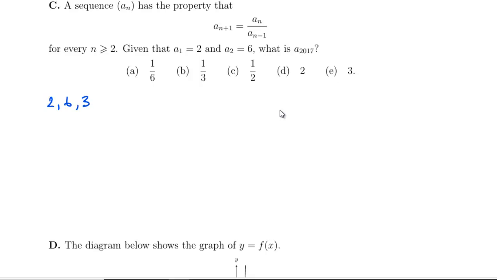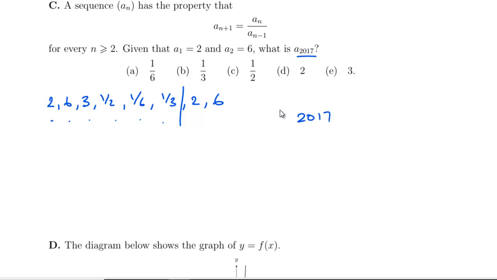So 6 over 2 is 3. 3 over 6 is a half. A half over a third is a sixth. A sixth over a half is a third. A third over a sixth is 2. 2 over a third is 6. Right, so we've got our block then. So how many is that? 1, 2, 3, 4, 5, 6 in each block. So we need to divide this by 6.